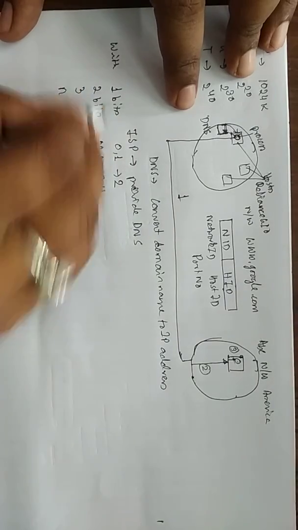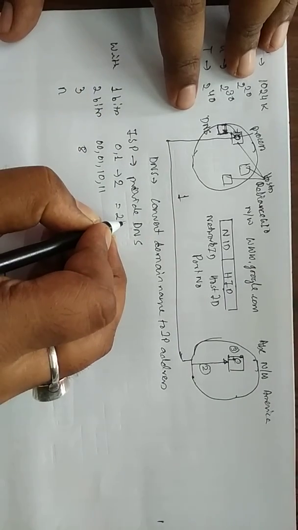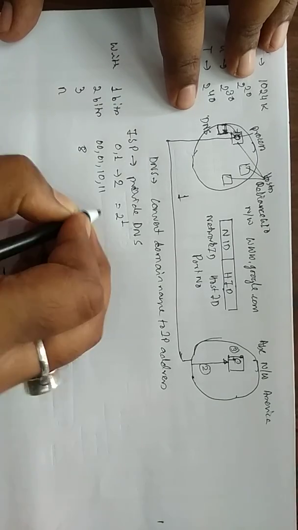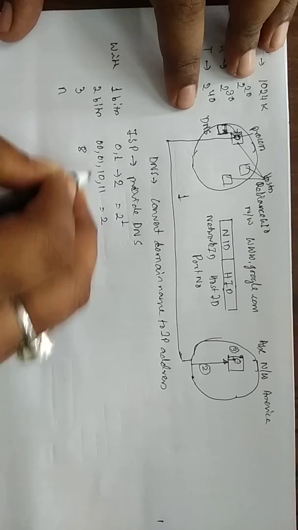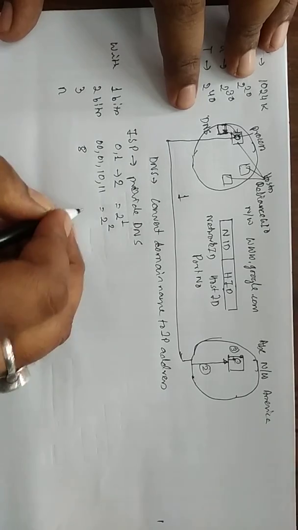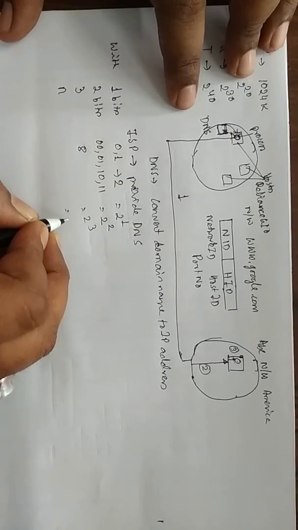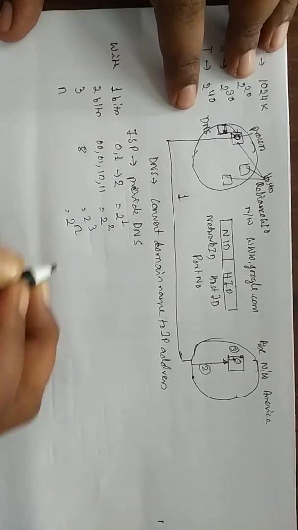Okay. So if I take n bits, how many binary numbers are possible? For 1 bit, it is basically 2 to the power 1. For 2 bits, it is 4, so it is 2 to the power 2. For 3 bits, it is 2 to the power 3. For n bits, how many binary numbers can we generate? 2 to the power n. Okay.